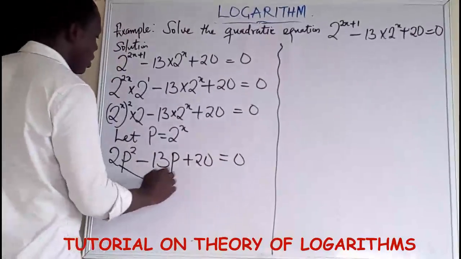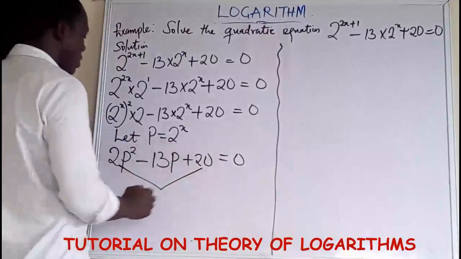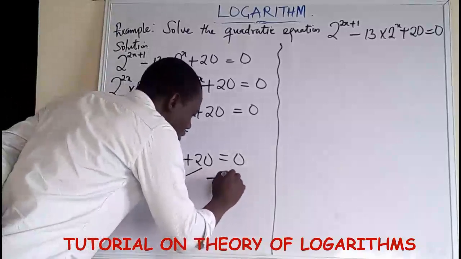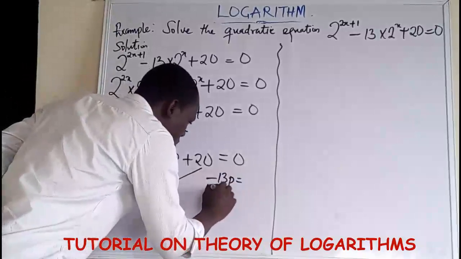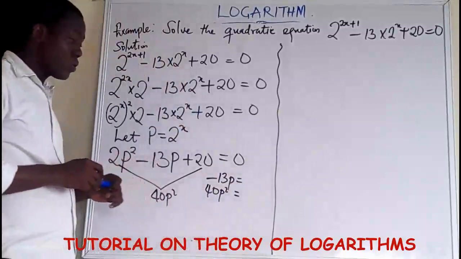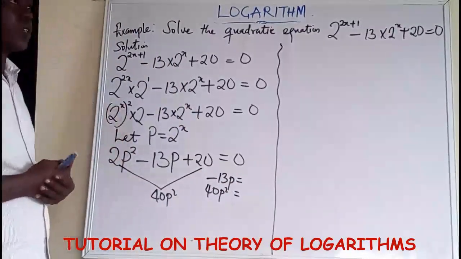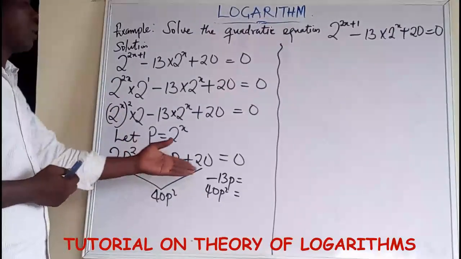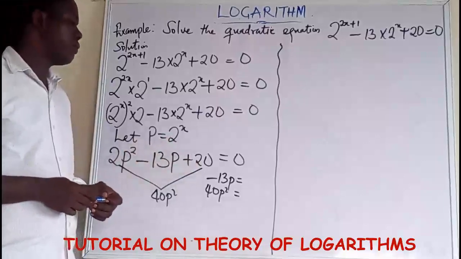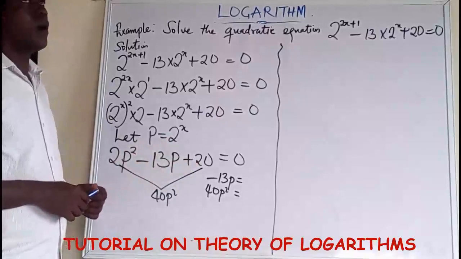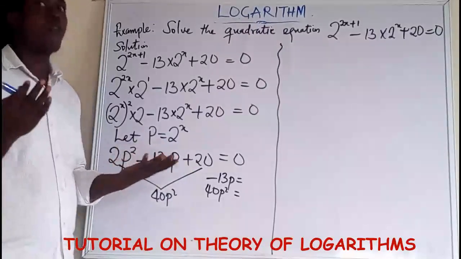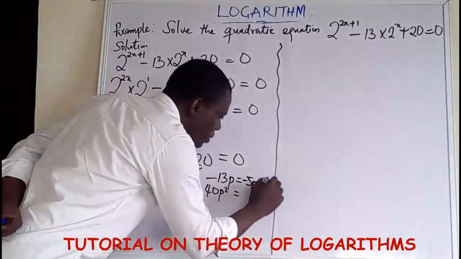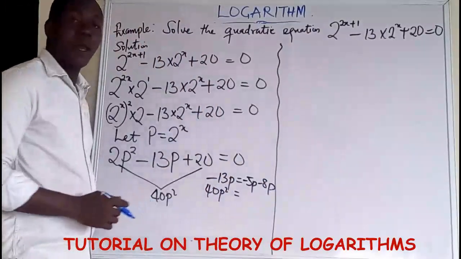So let us take our quadratic, 2p squared times 20, that is 40p squared. So let us take two numbers, minus 13p and 40p squared. What are those two numbers that when we multiply them together, we get 40p squared, and when we add the two numbers together, we get minus 13? I think 8 and 5. 8 and 5 is a perfect pair here. So minus 5p minus 8p will give us minus 13.